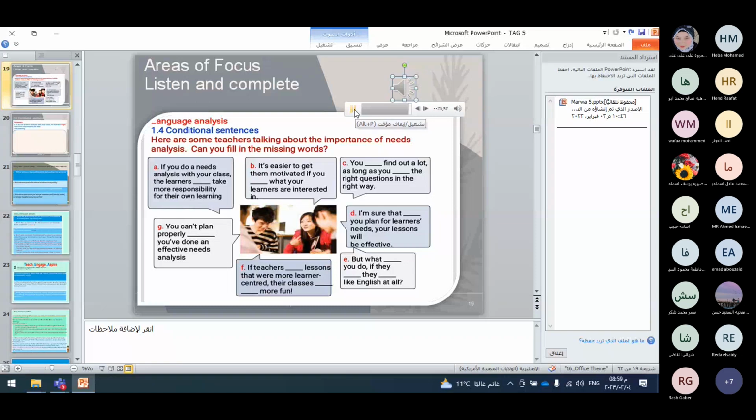You can't plan properly unless you've done an effective needs analysis.